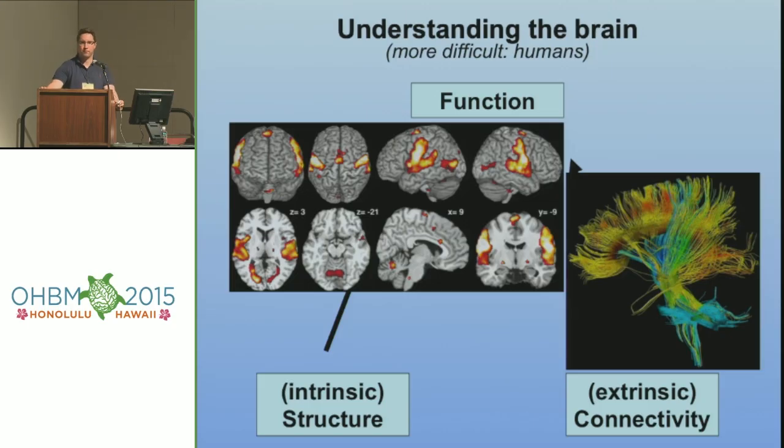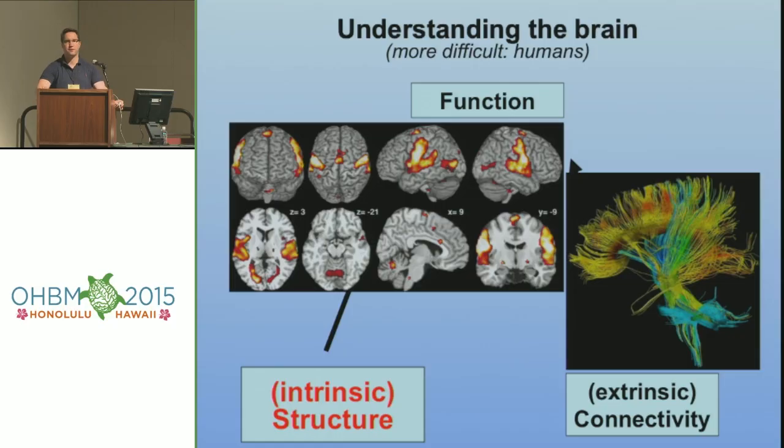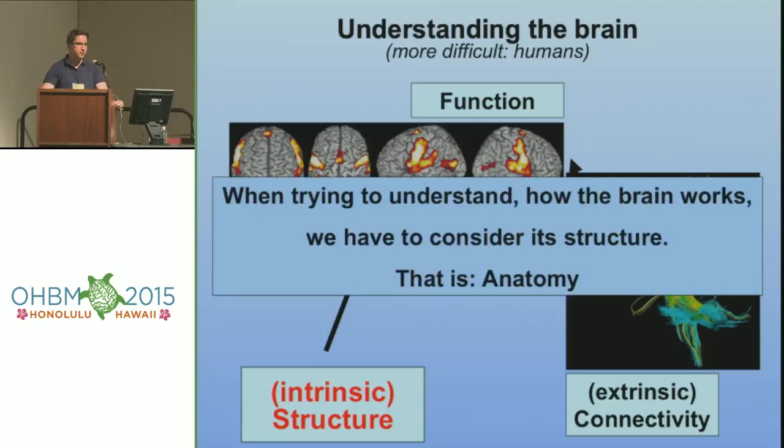But from what I said earlier, we do have 3 aspects that we need to consider. So it's function, it's the extrinsic properties, connectivity, but we should not forget about the intrinsic structure, that is anatomy. And the key reason here really is that without understanding this threefold relationship between internal differentiation, external connections, and the ensuing functions, we will not be able to really understand how the cortex is organized. So in trying to understand how the brain works, we have to consider its structure, and that is anatomy.